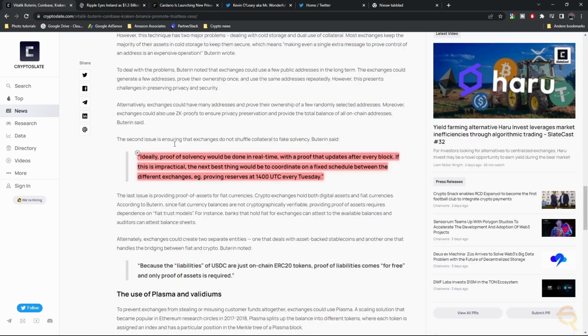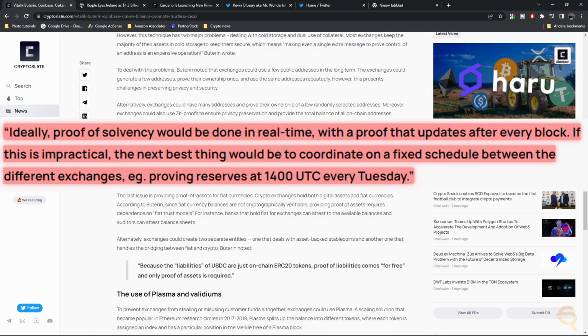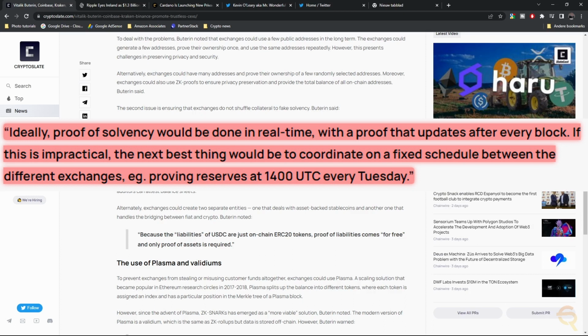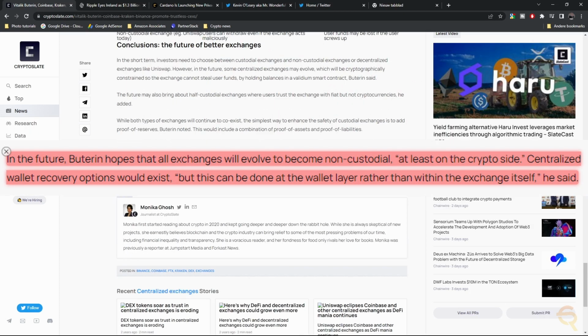And if we move on to the second issue, ideally proof of solvency would be done in real time with a proof that updates after every block. If this is impractical, the next best thing would be to coordinate on a fixed schedule between the different exchanges. An example: providing reserves at 2 UTC every Tuesday, so 2 p.m. that is. And if anything, in the future, Buterin hopes that all exchanges will evolve to become non-custodial.